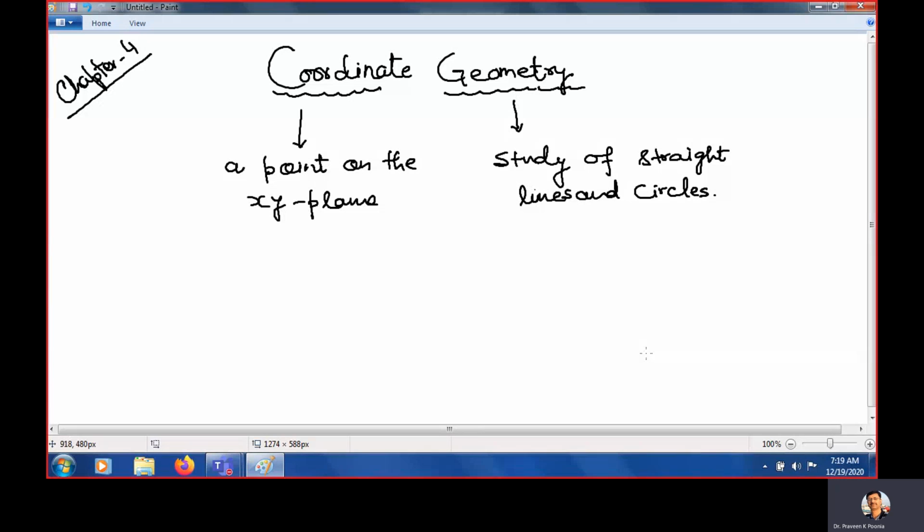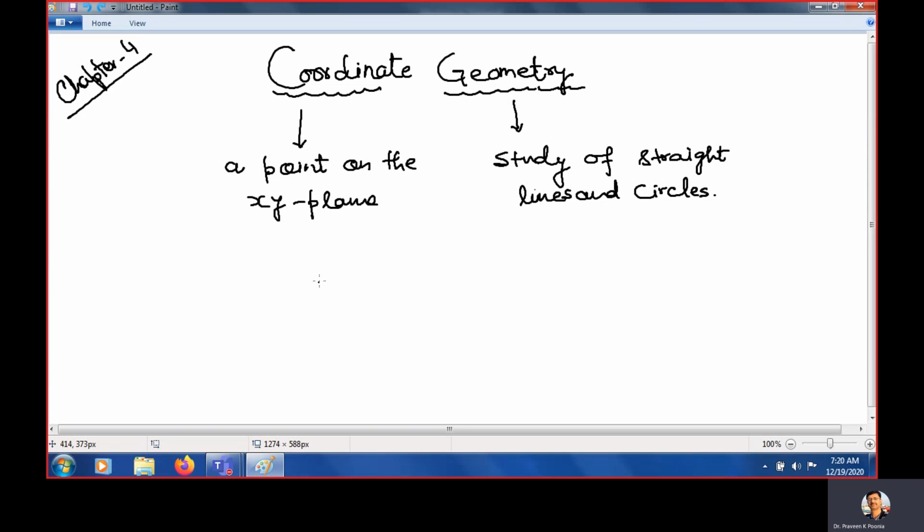Hello students, this is the first lecture for chapter number 4 and the name of the chapter is coordinate geometry. Coordinate geometry is made up of two words, coordinates and geometry. What is a coordinate? Coordinate means a point on the xy plane.